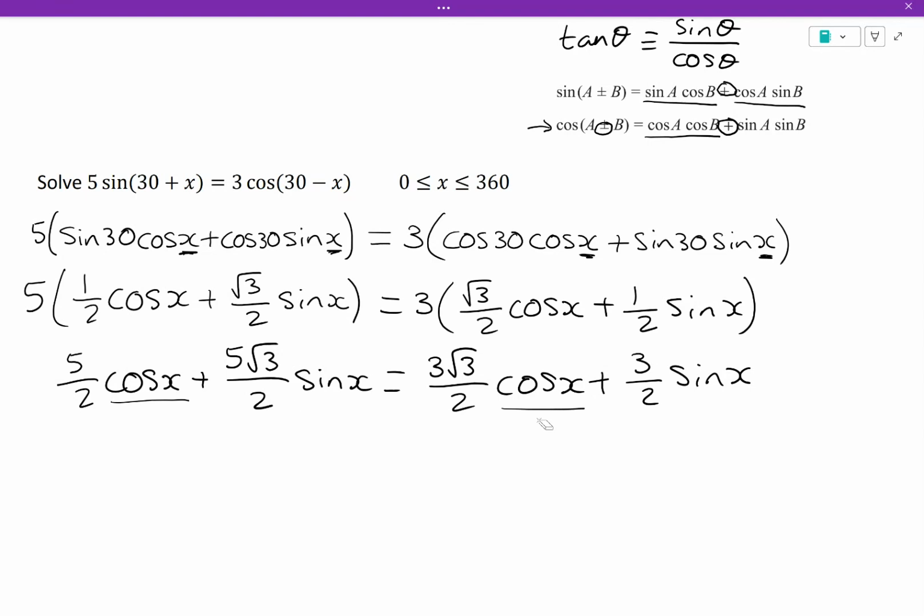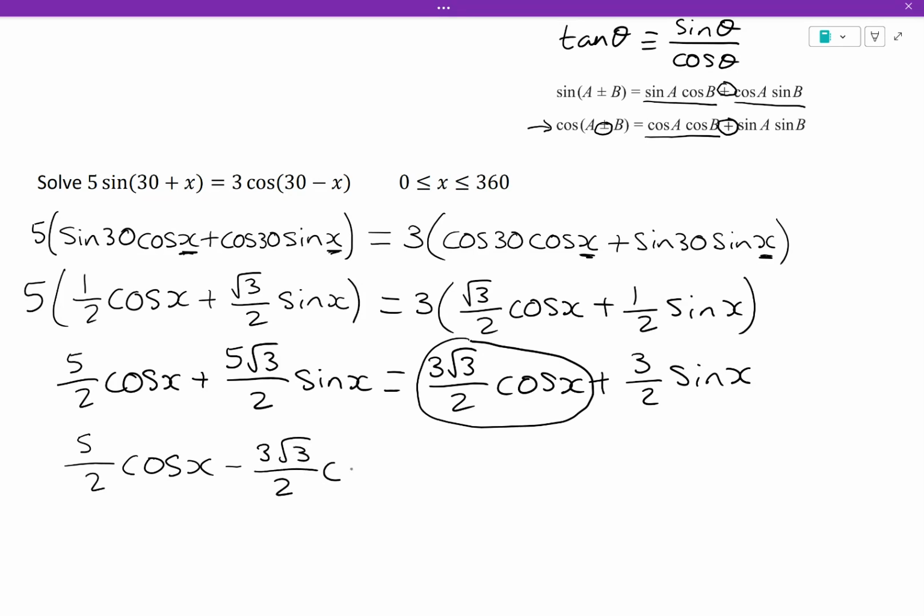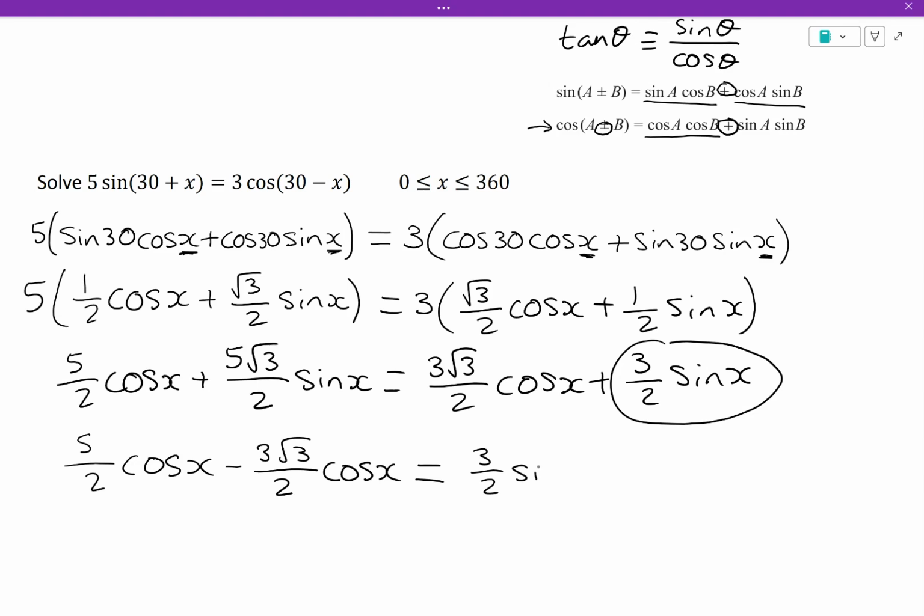So what I'm going to do is move our cosine terms to the left-hand side and our sine terms to the right-hand side. So we're going to leave the 5 over 2 cos x where it is, but I'm going to subtract the 3 root 3 over 2 cos x. So I'd get subtract 3 root 3 over 2 cos x. Then we have equals, and we're going to leave the 3 over 2 sine x on this side, but I'm going to subtract this term to the other side. So we get subtract 5 root 3 over 2 sine x.